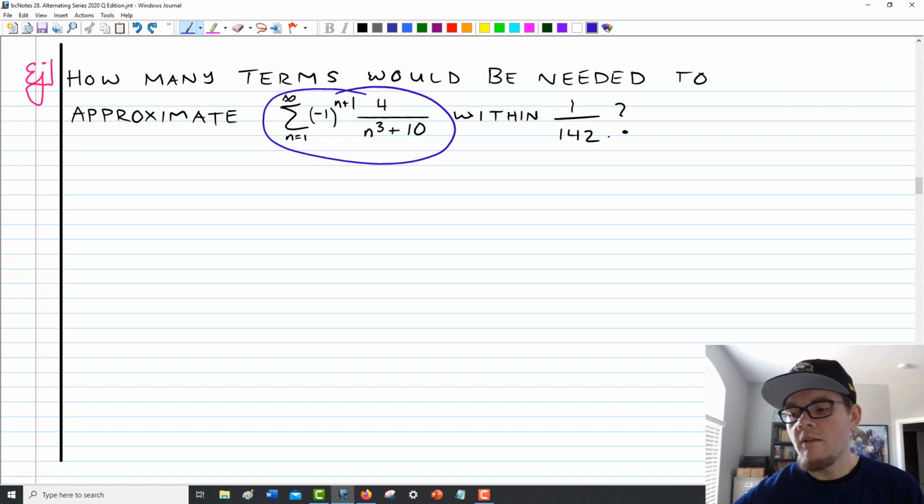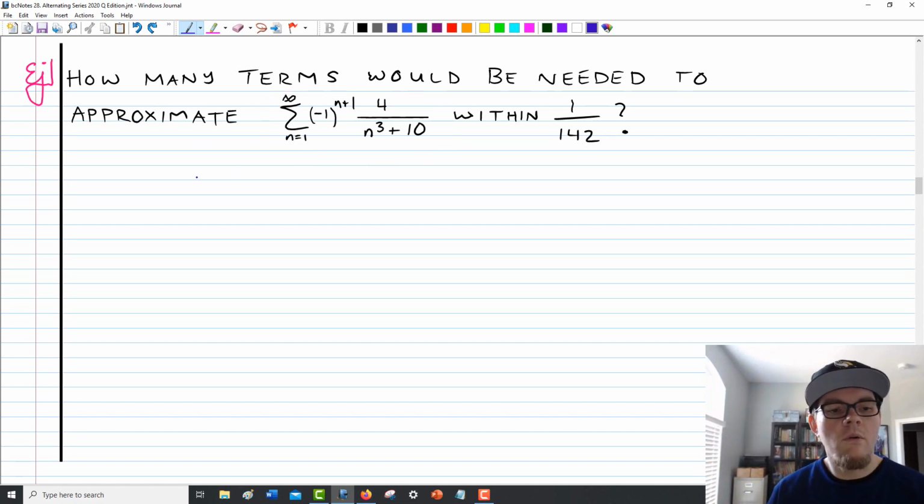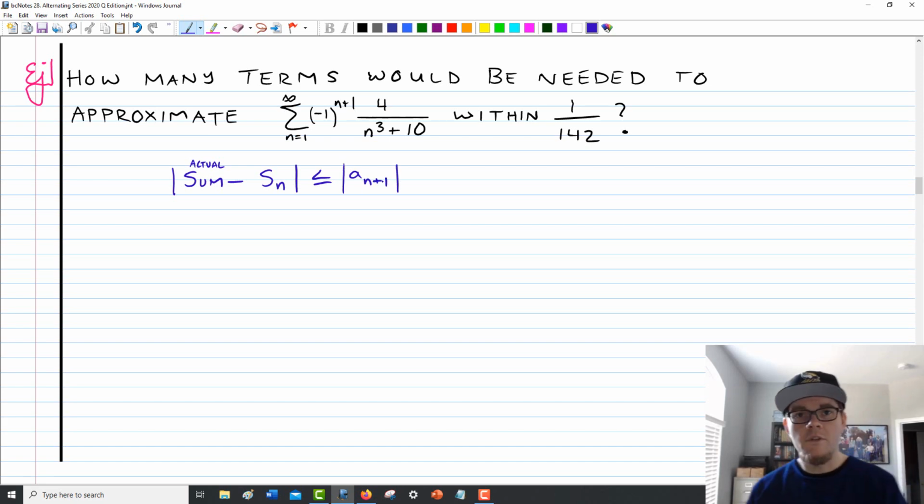So having said that, let me make an adjustment here. I just want to make sure that we do this correctly. So let's think first about what the requirements are for this. What we've been doing is saying that the actual sum, I'll even write the word actual in there, the actual sum minus the partial sum is going to be less than or equal to the n plus 1 term's magnitude. So far so good? Cool.